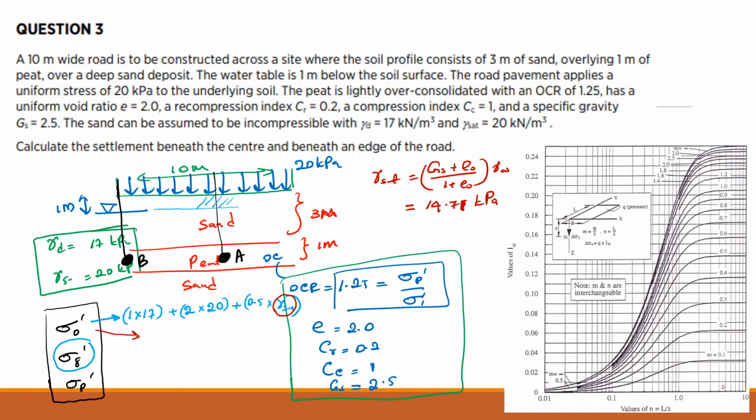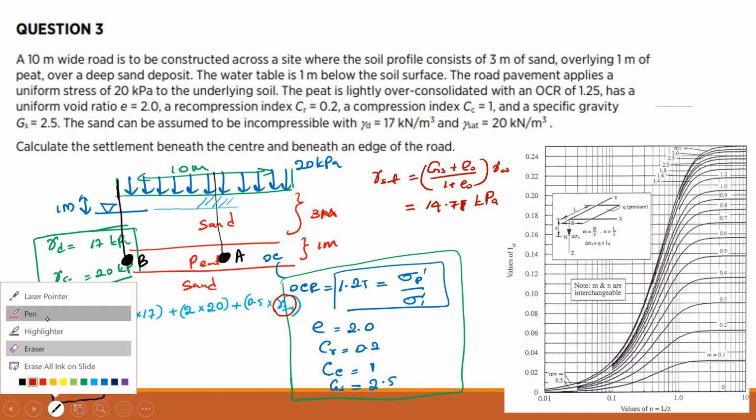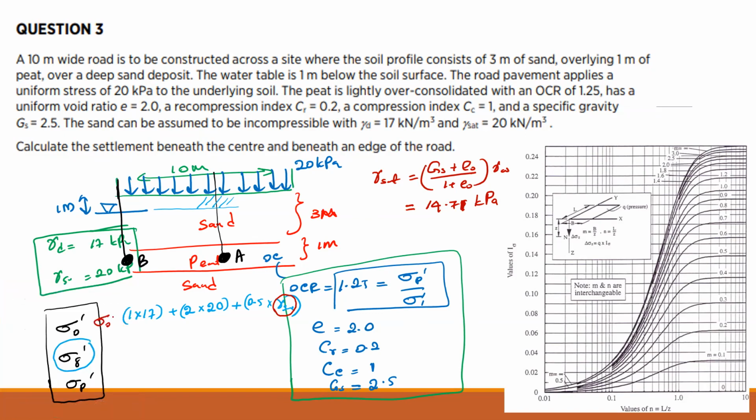No, sigma c. This is not sigma 0 dash. This is not the effective value. We need to find it. This is your total. So that's 64.35 kilopascals. That is the total. So you need to find the U, and the difference between these two will be your effective value.